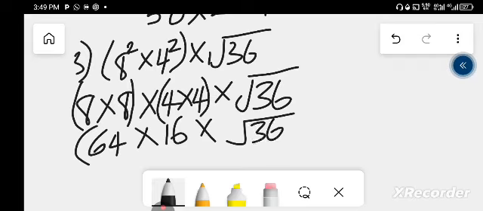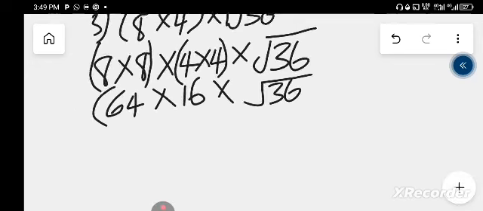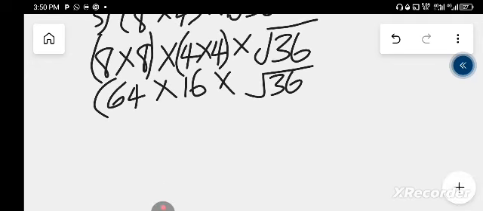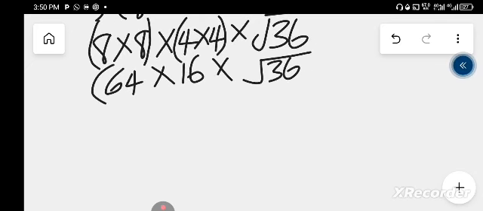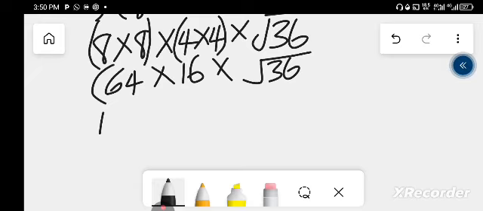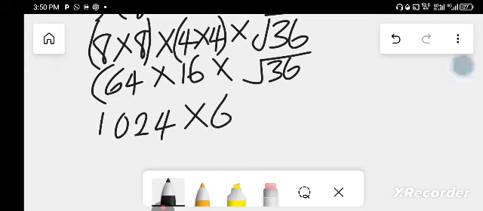Are we together? Now, having done that, you move on to multiply 64 times 16. That gives us 1024. Then you multiply it by the square root of 36. Square root of 36 is 6. And you multiply it by 1024. That gives us 6144.